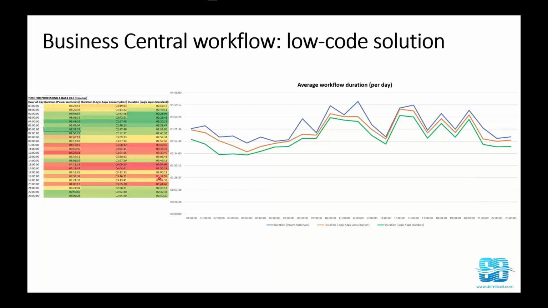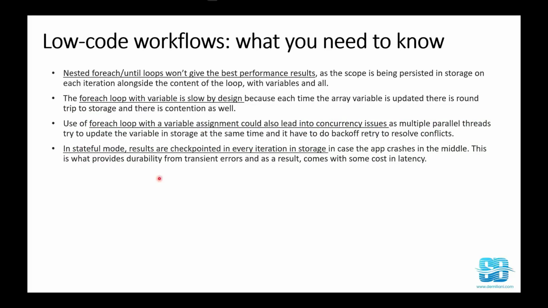So we needed to improve the performance of the workflows because 6 or 7 hours to process those files was not an acceptable time for us. So we needed to think of a way to improve the performance of these flows. The general rule that applies here is that nested for each loops are a performance problem in low-code workflows, Power Automate or Logic Apps, because the scope of the action is persisted in storage on each iteration. So if you can avoid heavy for each loops, it is better.